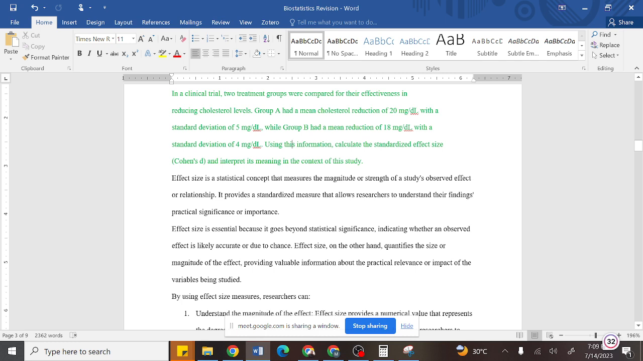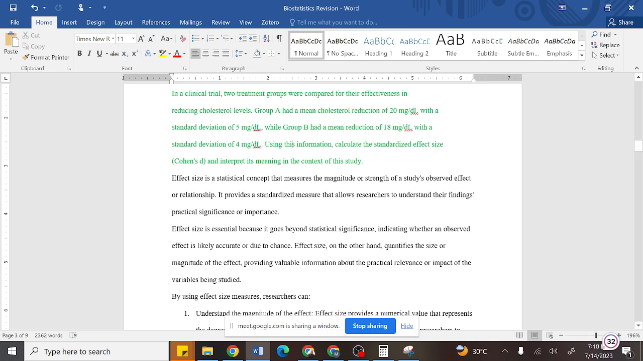So the question is that in a clinical trial, if you hear the word clinical trial, just know that we have what you call the treatment group and the control group. But in this case, we have 2 treatment groups. That means we are having an intervention in group A and group B, and then comparing what happens. It's not like the usual clinical trial where you have the treatment and the control group.